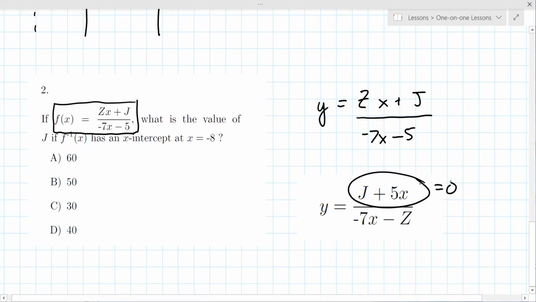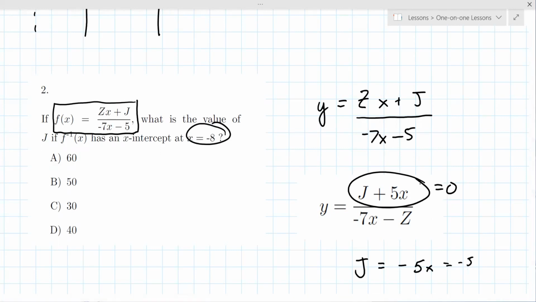So then I did that, but I got negative 40, so I'm a little confused. j should equal negative 5x, and then if x is 8, negative 8. Wait, why is it negative? Oh, you're solving for j, you moved it to the other side. Yeah, gotcha. Okay, so then it would be 40 plus 40.